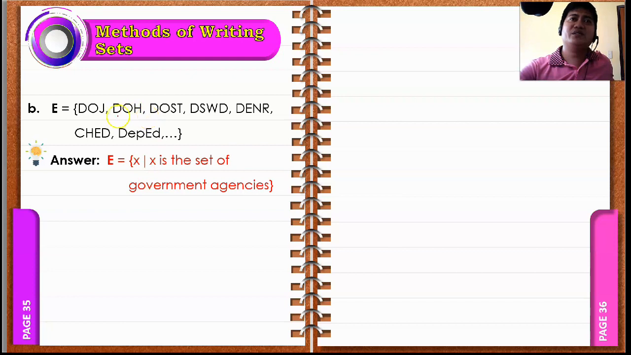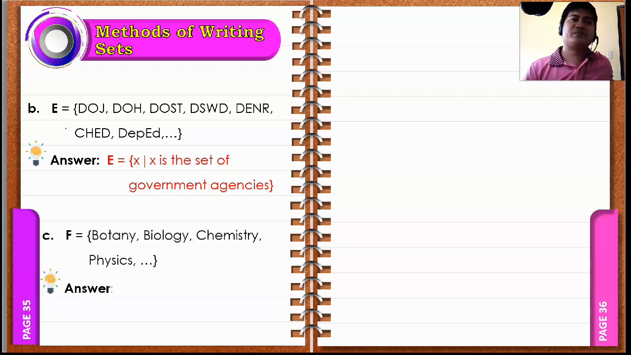So obviously, these are the different agencies under the umbrella of our president, or under the government. Another one, we have botany, biology, chemistry, and physics. Obviously, these are branches of science or science subjects. So this is a set of science subjects: botany, biology, chemistry, physics, and so on.